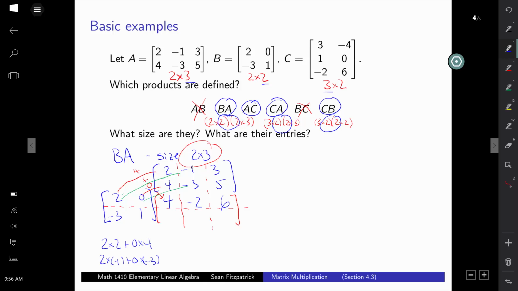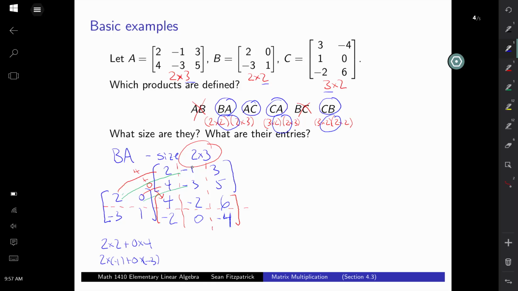Right? And then again, if I want to know what goes in this spot, I'm in row 2, column 1, and so I do 3 times 2, and I do 1 times 4. So 3 times 2 plus 1 times 4, 6 plus 4, I get a 10. And so on. So let me fill out the rest. So 3 times minus 1 plus 1 times minus 3, I get a minus 6 here. And then minus 3 times 3, that's a minus 9. 1 times 5 is plus 5. Minus 9 plus 5 gives me minus 4. Okay?